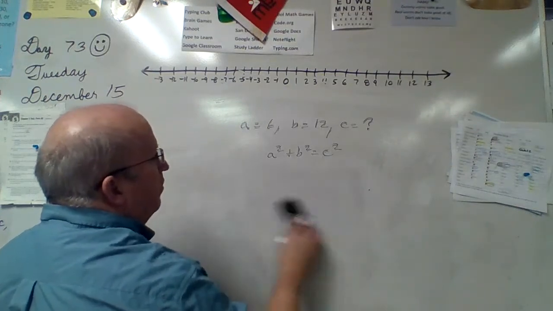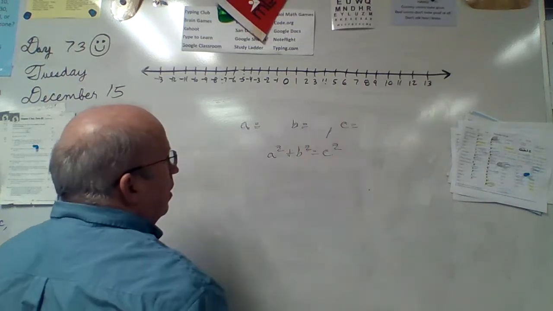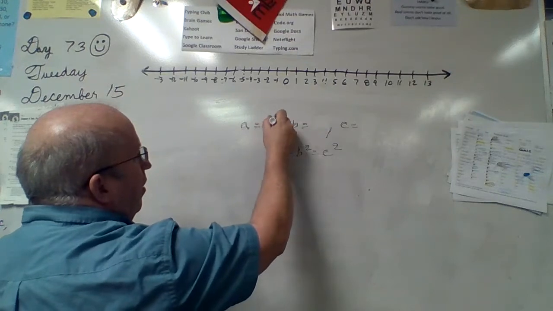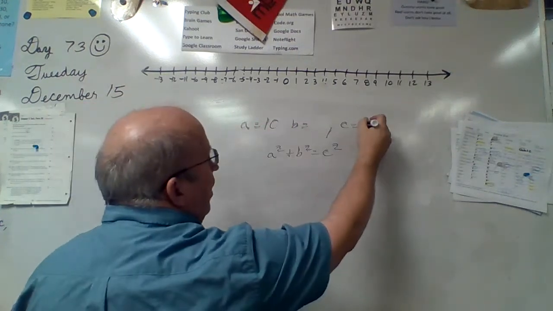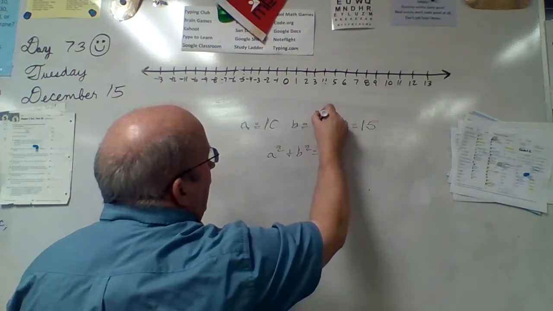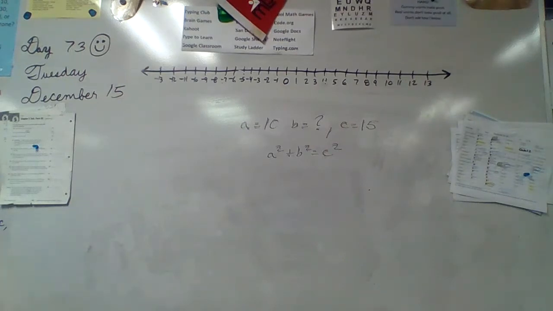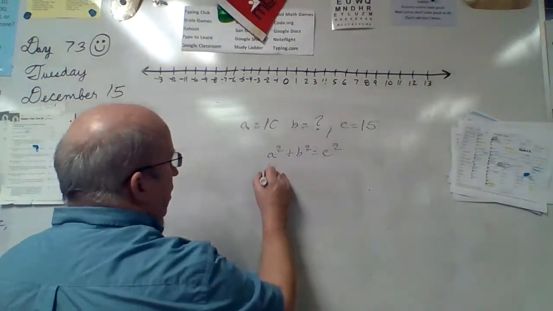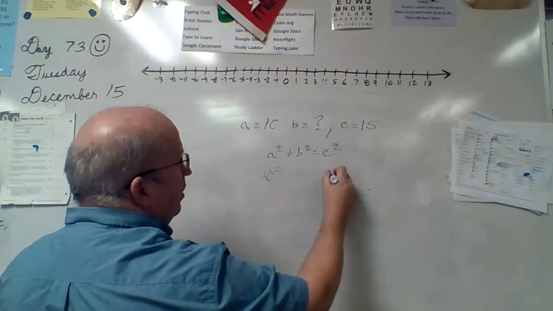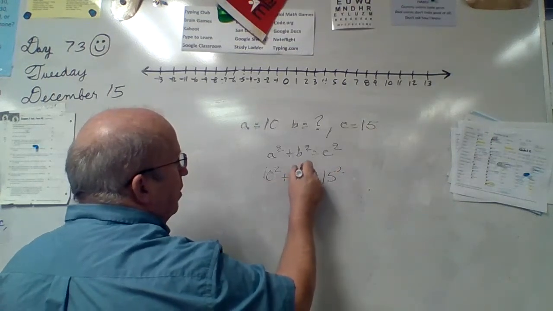Now, what if instead of being given a and b, what if I'm given an a value of 10 and I'm given a c value of, say, 15, and I'm not told the b value? Is there a way to solve that? And the answer is yes. I'm going to put 10 underneath a. I'm going to put 15 underneath the c, and we're going to solve for the b value.